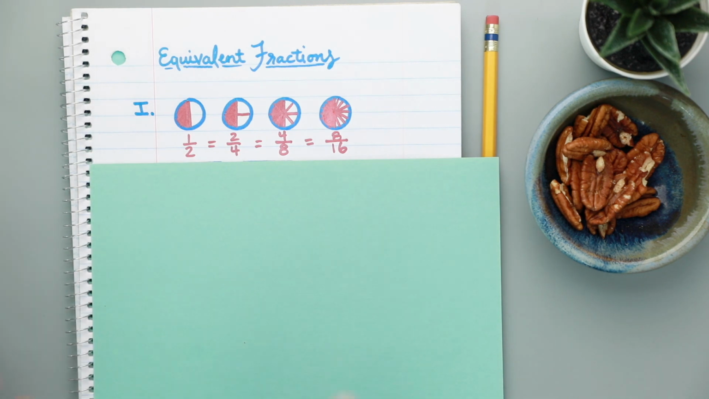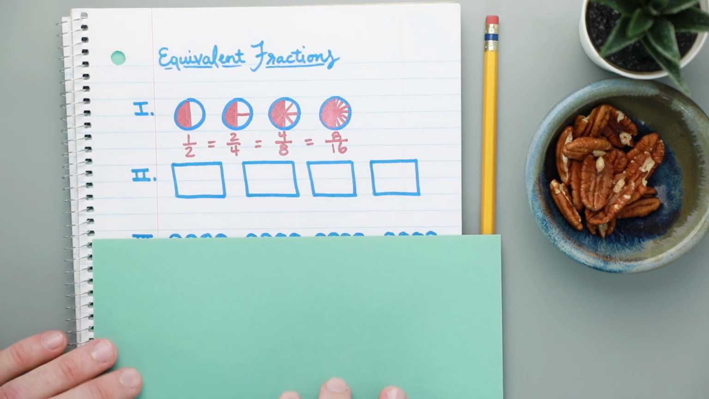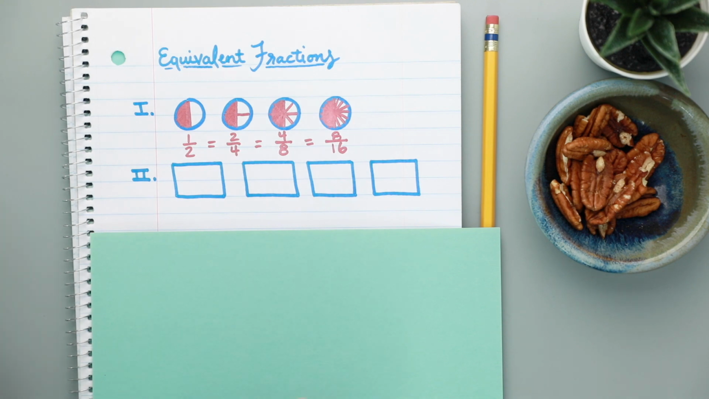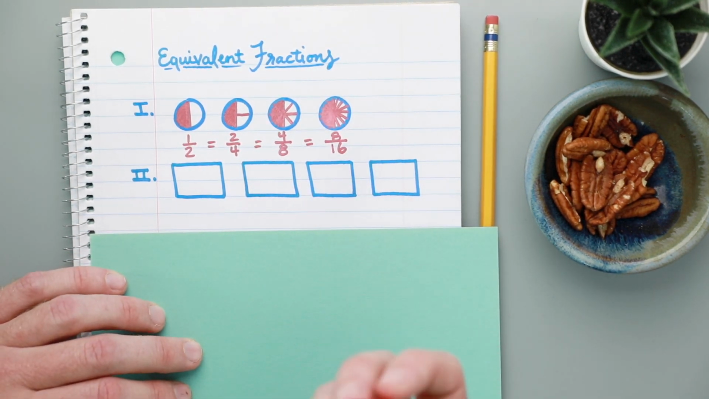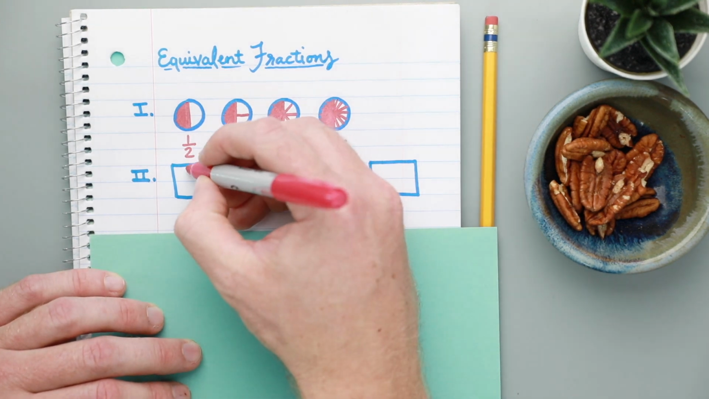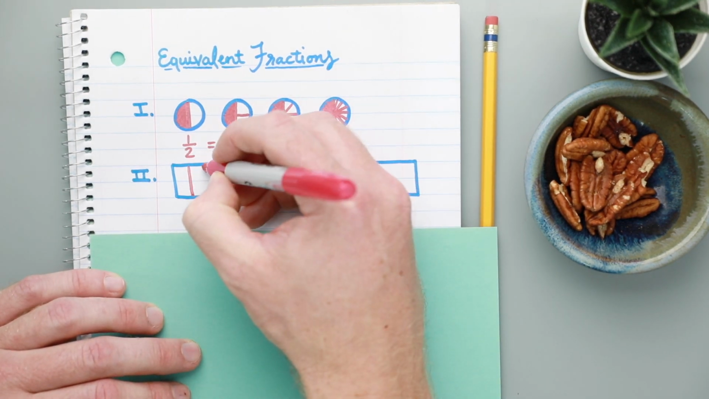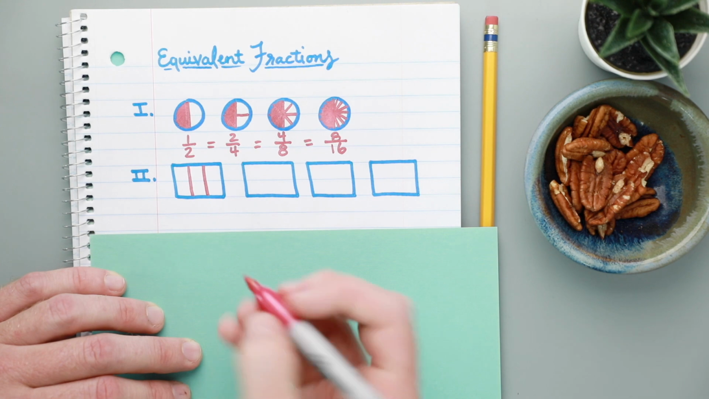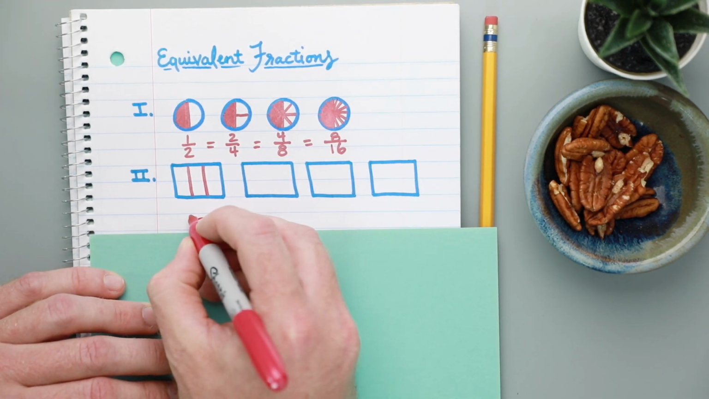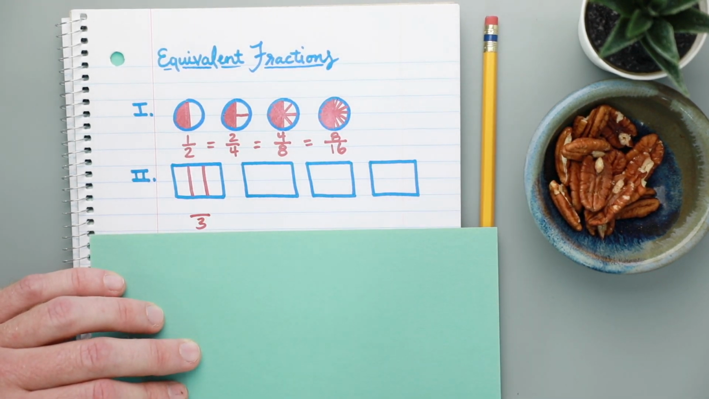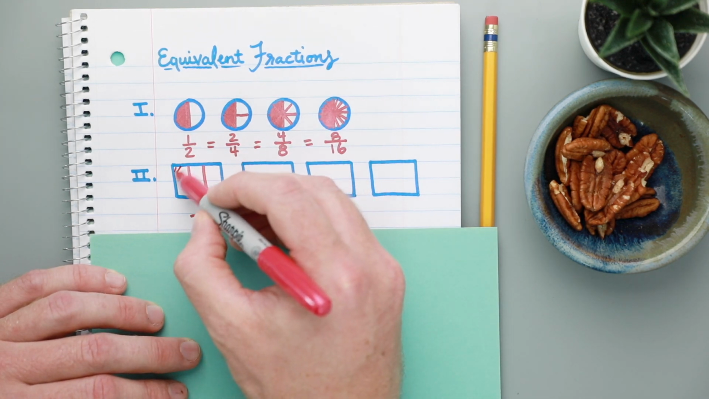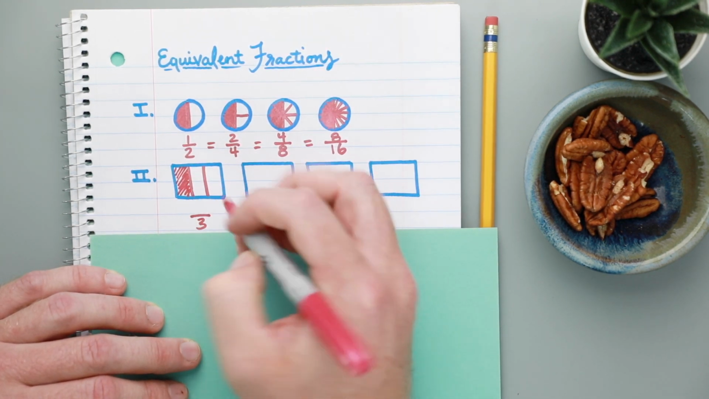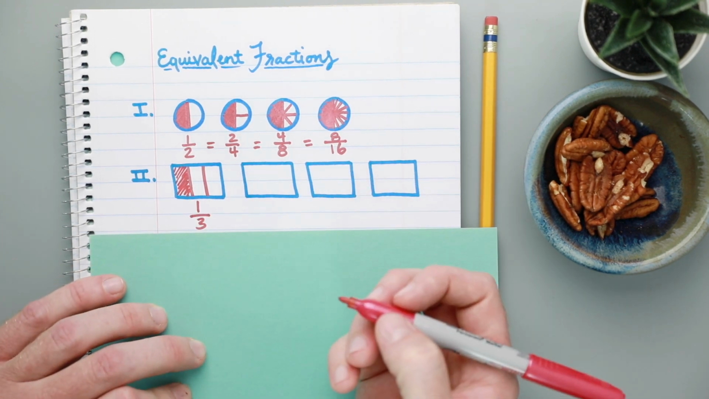Let's try another example. This time I've drawn boxes. It doesn't just have to be pizza pies. We can do brownies too. But this time I'm going to separate my boxes into 3 equal parts. My total number goes on the bottom, as always, in the denominator. And if I shade in one of these sections, I've shaded in 1/3.